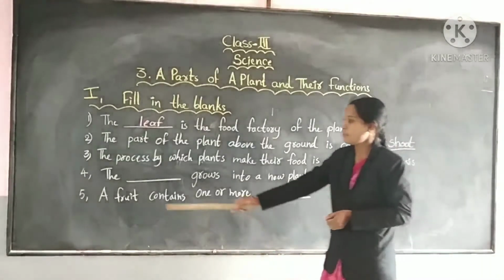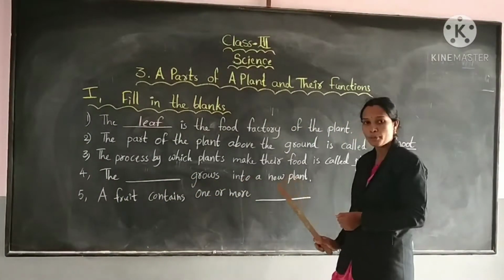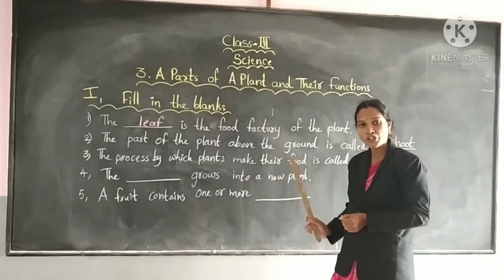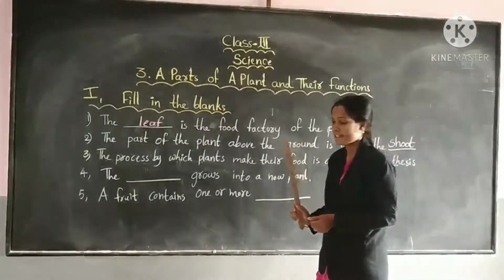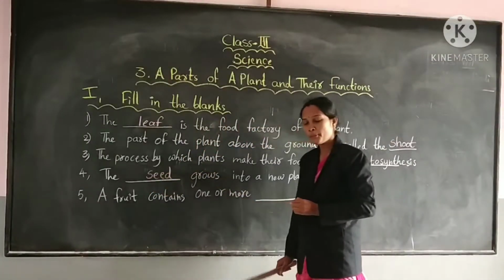Next, fourth one is the dash grows into a new plant. Which one grows into a new plant? Yes, a seed. The seed grows into a new plant.